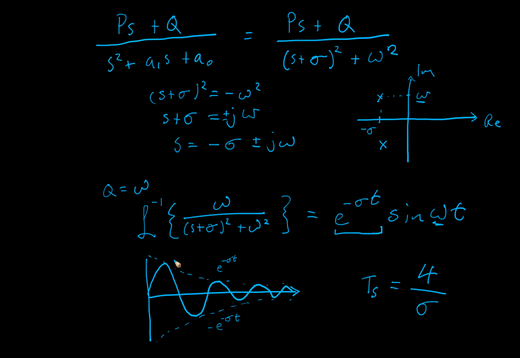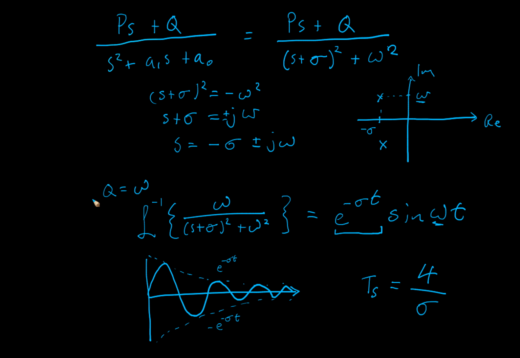Because that's actually when these dotted exponential envelopes go within plus or minus 2%. The actual oscillating curve passes in between them. It might cross over at a slightly different time, but it's going to be pretty similar. Okay, so we could stop here.